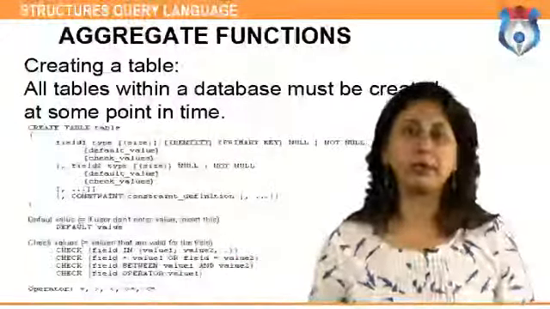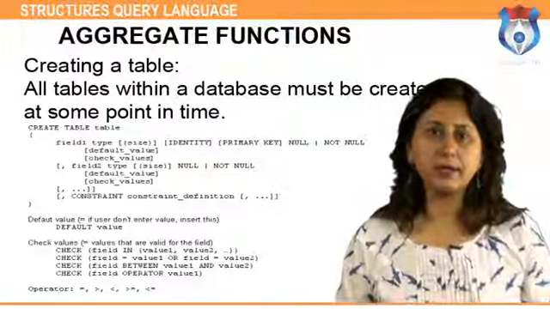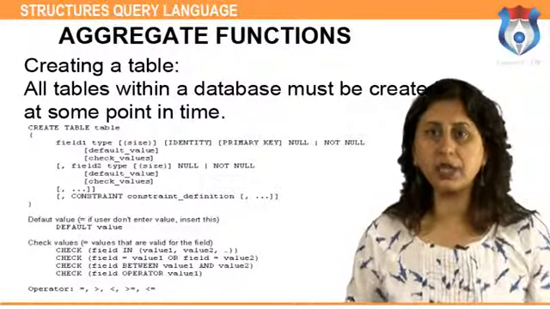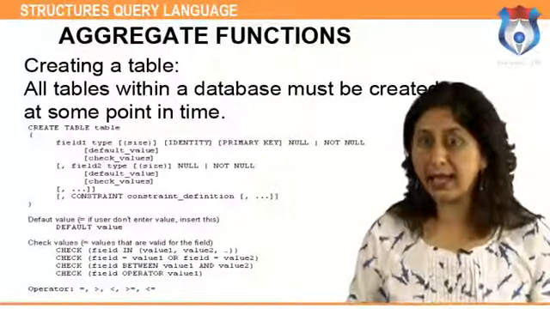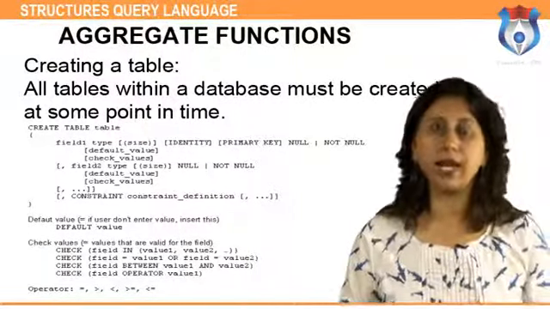Example table. Create table orders. Order number integer not null. Item desired char 40 not null.